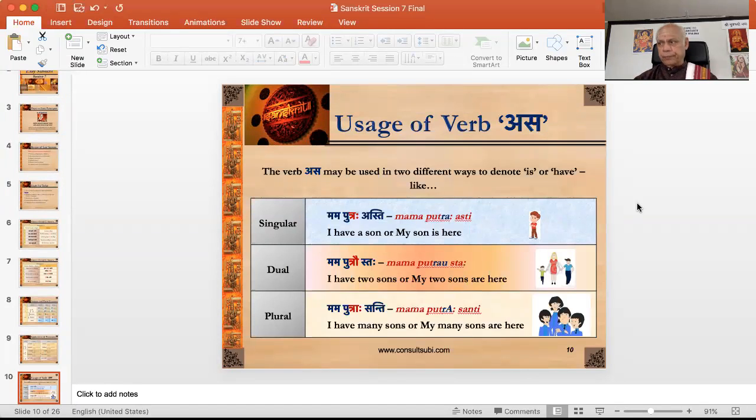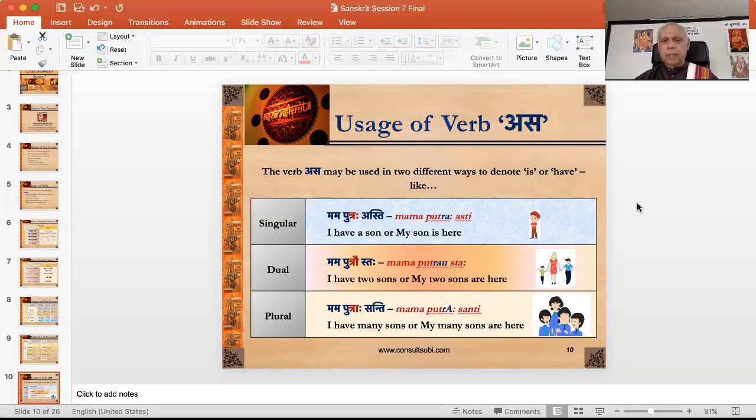Usage of verb. Asti. If you say, I have a son, Mama putraha asti. I have a son. Or my son is here. Mama putraha asti. Putra is singular. Putrau is dual. Putraha, plural. Mama putrau staha. Putrau dual form. I have two sons. But the verb is same.